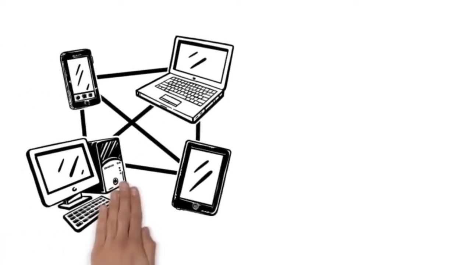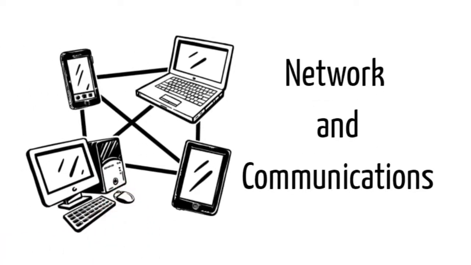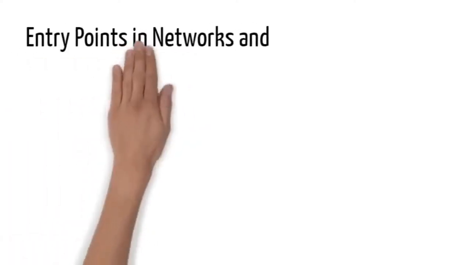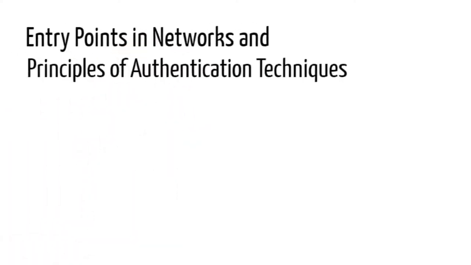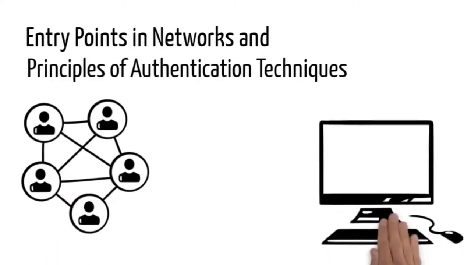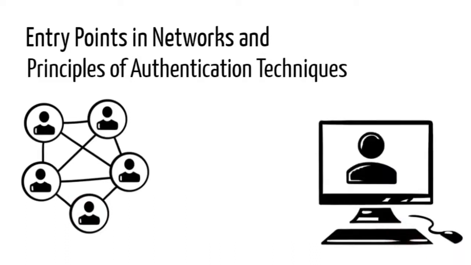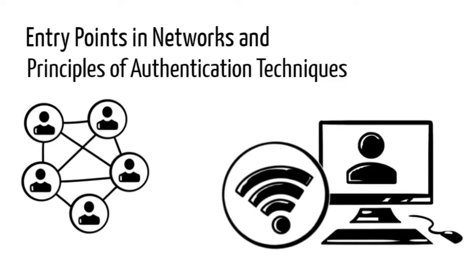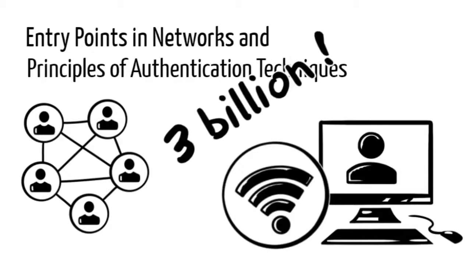Today we will be discussing the network and communications. Let's first discuss the entry points in networks and principles of authentication techniques. The network and communications links exist to make the systems connected to authorized users. Unfortunately, it also makes them available to all the unauthorized ones. If there is an internet connection somewhere, then there are more than around 3 billion potential unauthorized users.